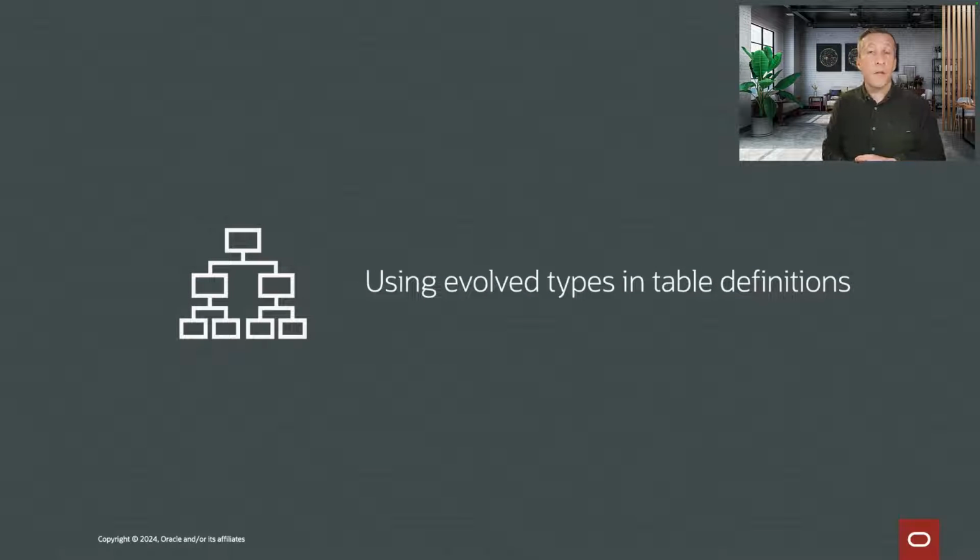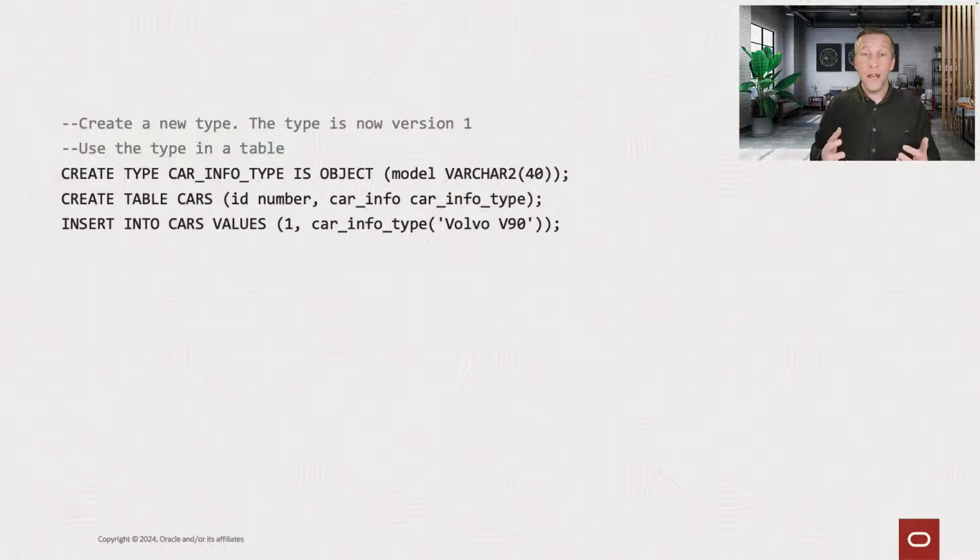The other data type that we must touch upon is types, and specifically types that are evolving and used in table definitions. Again, I'm going to use an example to illustrate what's actually going on. I have a very simple type called car info type. It has one attribute, model. I then create a table called cars with an ID column and then a column of the car info type. I insert one value, 1, and then an instance of my type, and the model is Volvo V90.